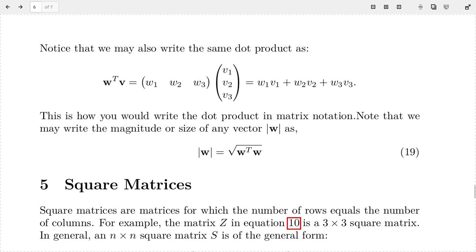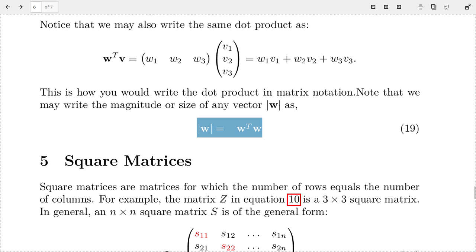Of course, we may write the dot product as W transpose V. That's also possible. Remembering that the modulus of W, or the size of a vector W, is the square root of W dot W, we can write the modulus of W as the square root of W transpose W, as in the highlighted equation.